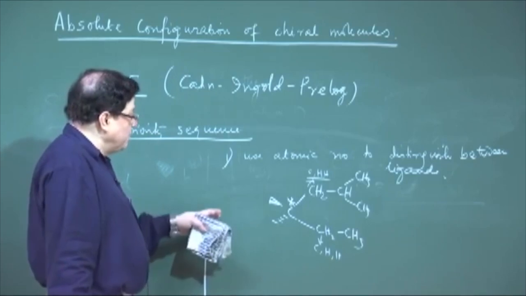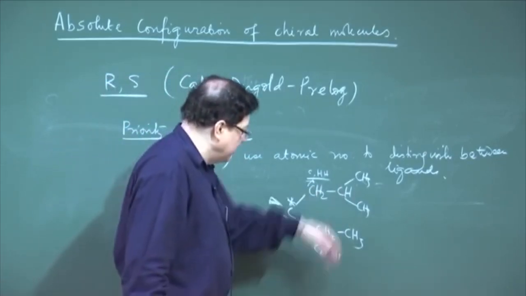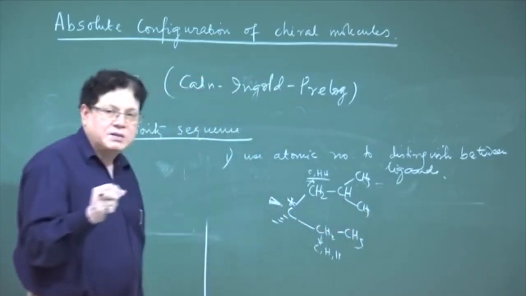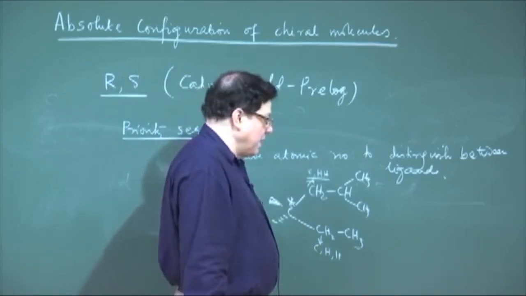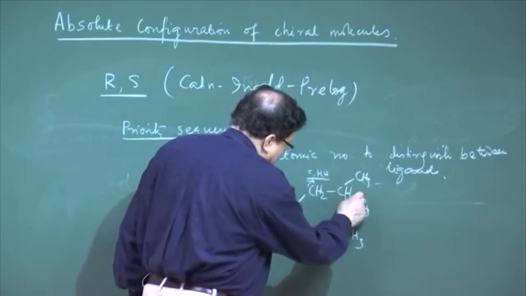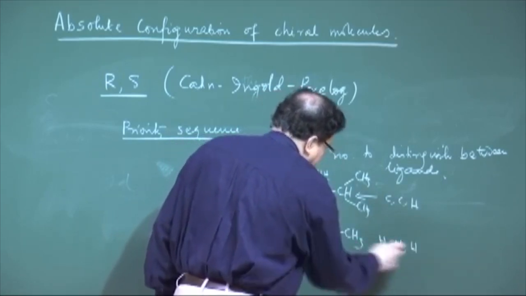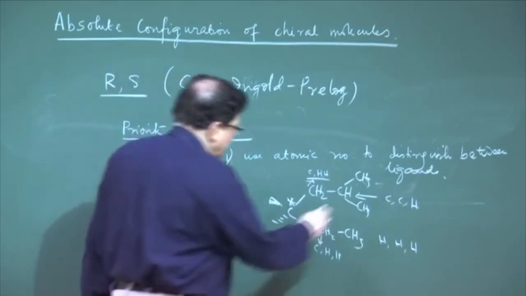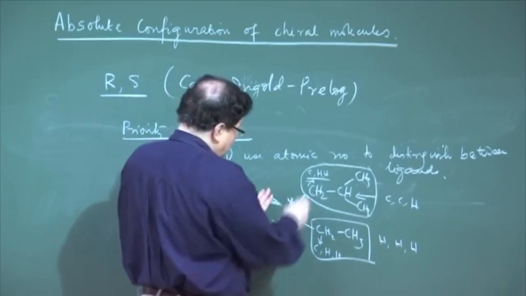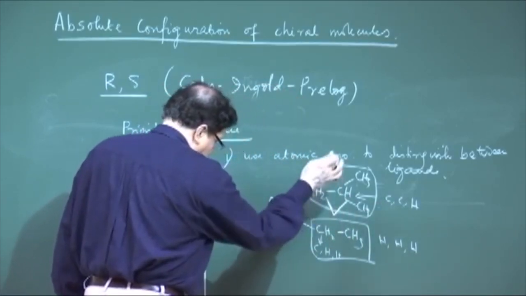So the Cahn-Ingold-Prelog rule says that you continue proceeding outwards along the chain, away from the stereogenic center, and see where the difference is. Once you find a difference, you stop there and then assign the priority. So the first carbon showed no difference. What about the second carbon? Here this is a carbon attached to two carbons and one hydrogen, and this is a carbon attached to three hydrogens. Obviously carbon has a higher atomic number, so this group wins over this one. This will get higher preference. If this is 1, then that is 2.